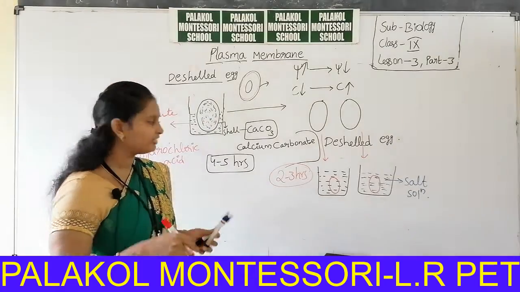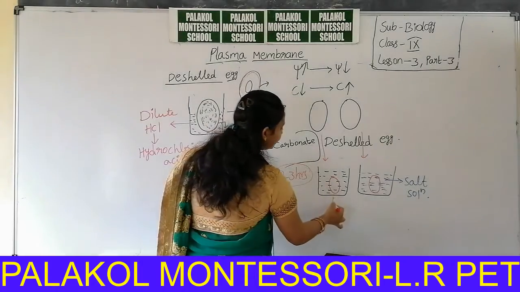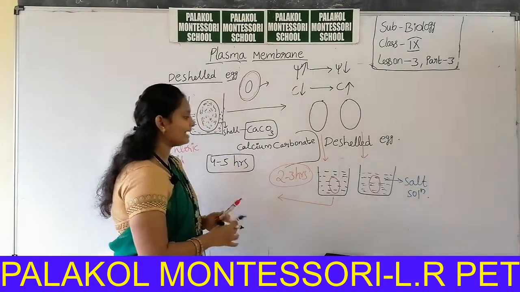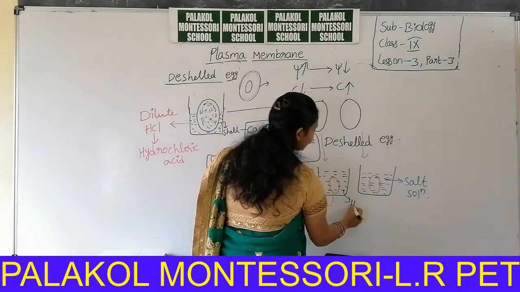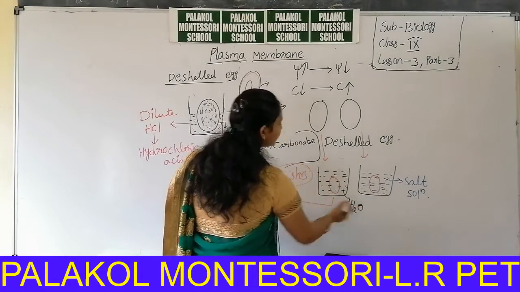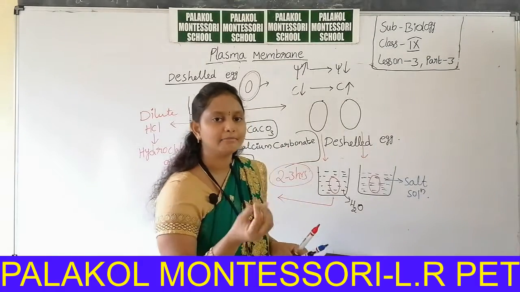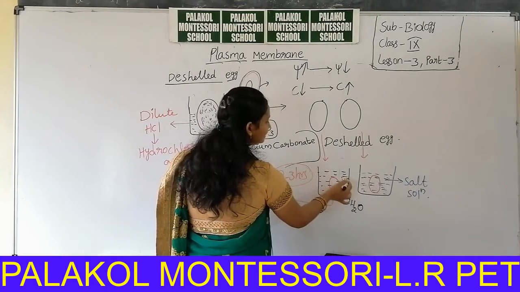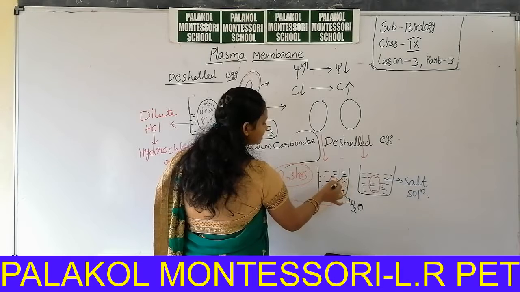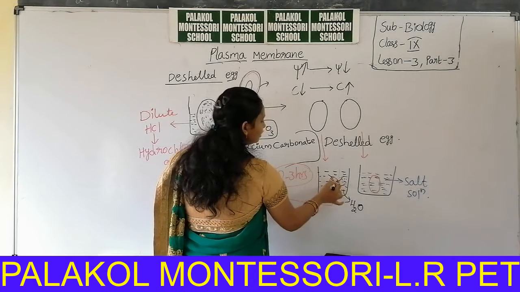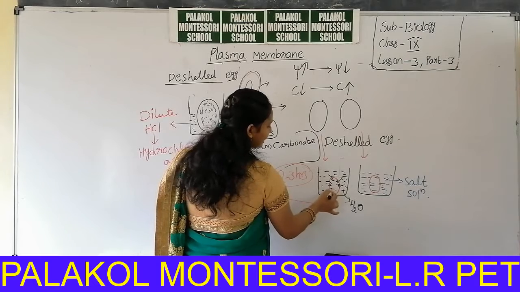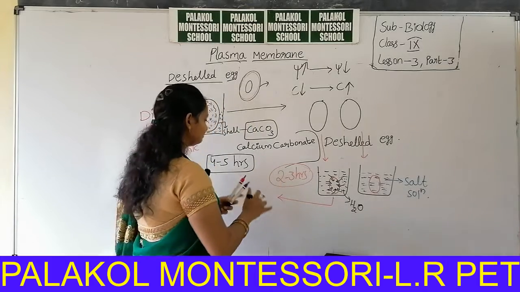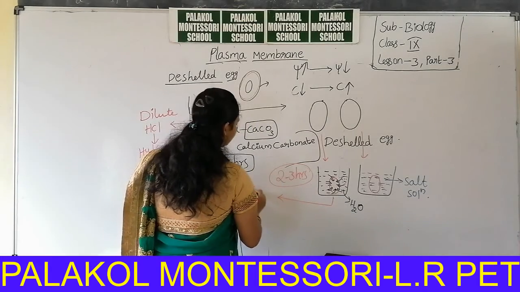What will you observe after 2 to 3 hours? In the first case, you can observe that the egg placed in the H2O becomes swollen. Why? Because the water present outside will enter into the egg through which layer? The egg layer. Through the egg layer, water can enter into the egg. That's why the egg becomes swollen.